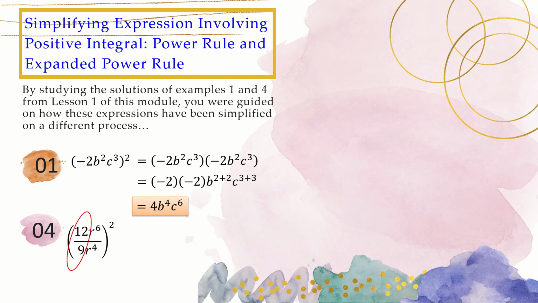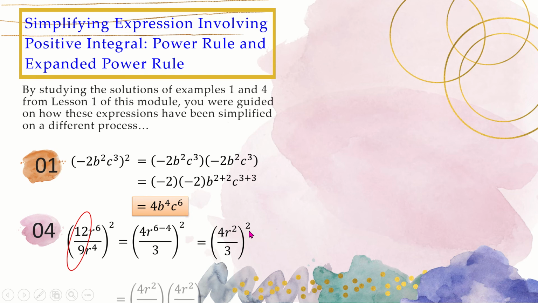First, we reduce 12 over 9. It becomes 4 over 3, since the common divisor is 3. Then we subtract the exponent 4 from the exponent of r, which is 6. So 6 minus 4 is 2, and the exponent of r is 2. Simplified, it becomes 4r squared over 3, with the outside exponent 2.